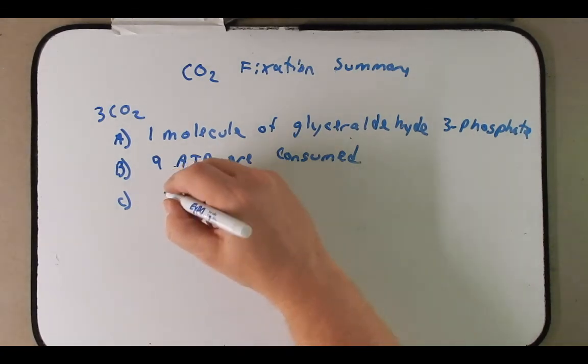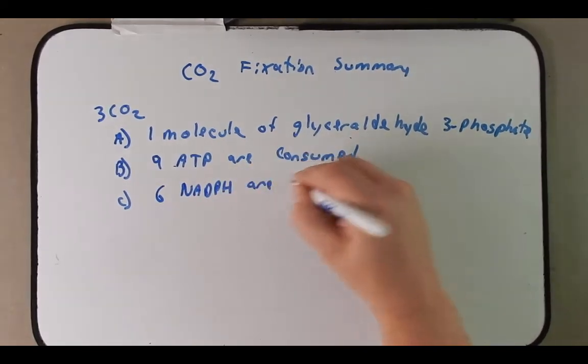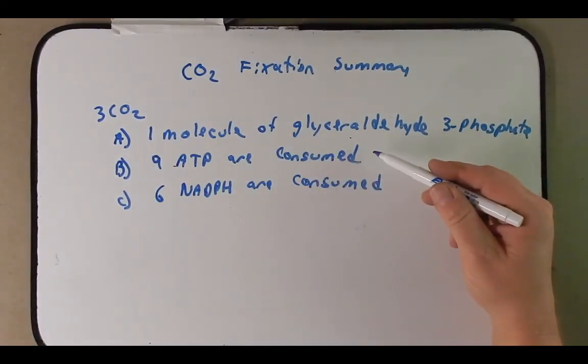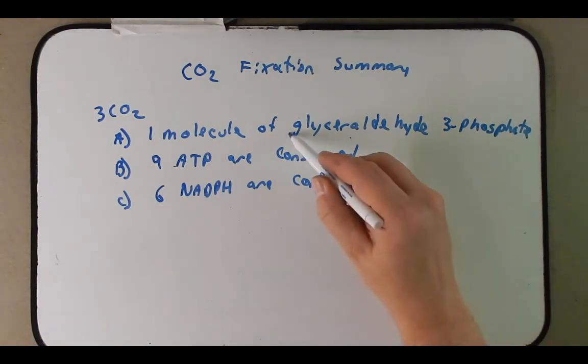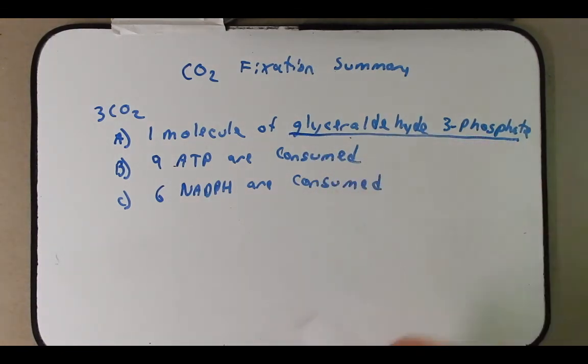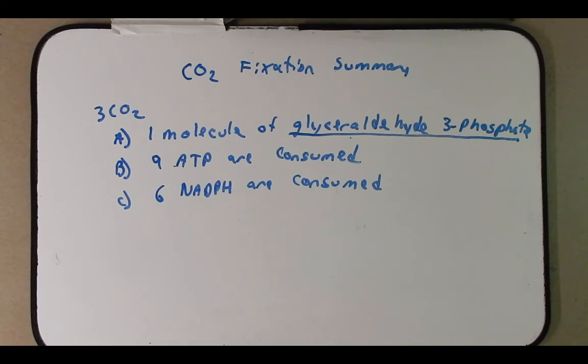We also consume 6 NADPH. So it's a rather energetically demanding cycle to generate this, what might appear to be a fairly simple 3-carbon structure. But this is what gives ultimately that plant all the structure it needs to survive, and ultimately all the sugar secondary and tertiary consumers require as well.